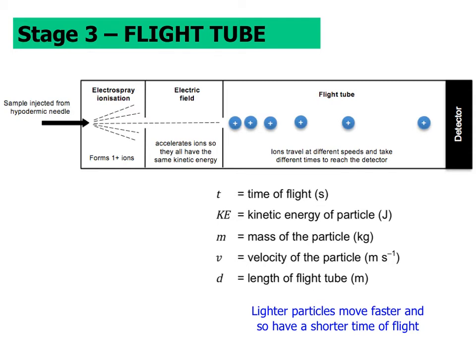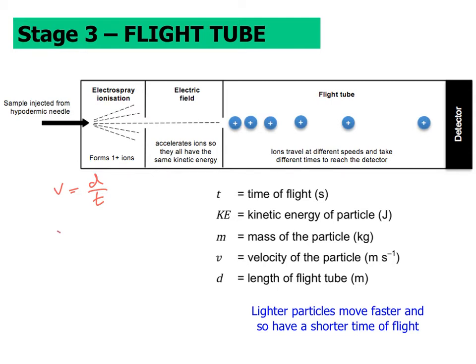So you remember that we rearranged the kinetic energy equation on the previous slide so that it was velocity equals the square root of 2 times the kinetic energy over mass. We also know that velocity is distance over time, because those were the units, weren't they? They were meters per second, and meters is distance. Time is measured in seconds, so meters per second is distance divided by time. So we can substitute that into our equation that we had on the previous slide.